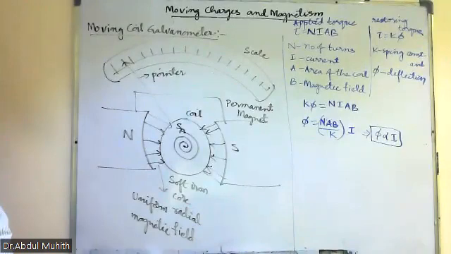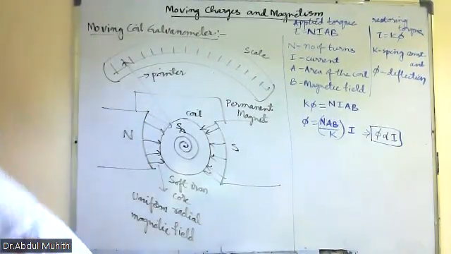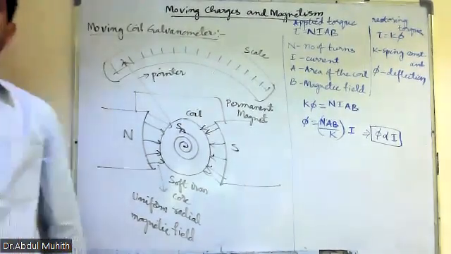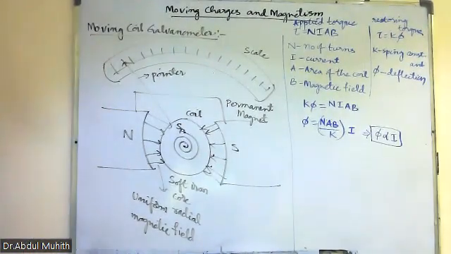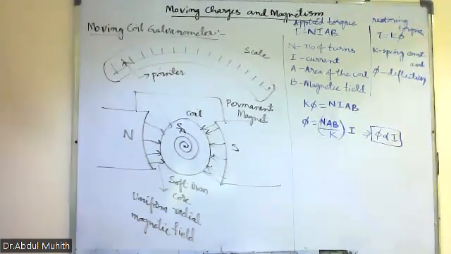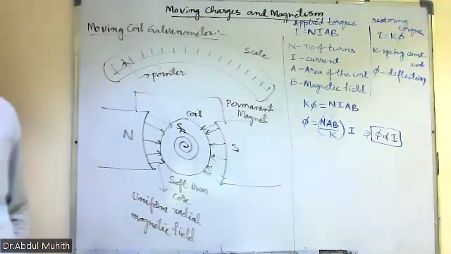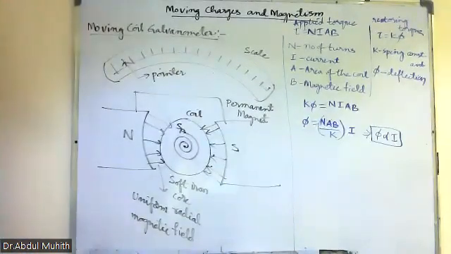Okay, what is a galvanometer actually? A device that measures the potential difference. So it's used to measure the deflection, or resistance. Presence of current. Presence of current. Okay, clear?